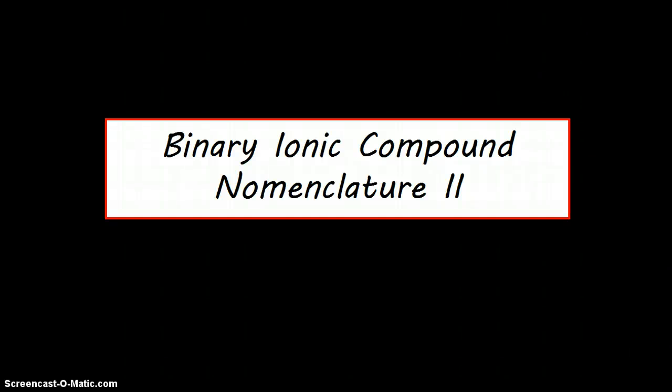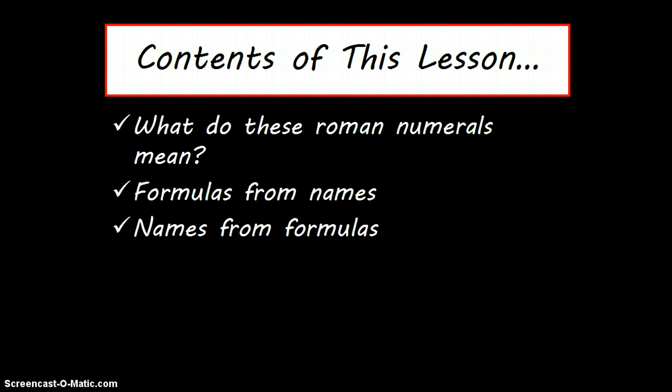Today's lesson is a continuation of the topic binary ionic compound nomenclature. In today's lesson, it will be very much like ionic compound nomenclature type 1, except the metal, or the cation, will have more than one possible charge value to it, and therefore will need to be named slightly differently. In today's lesson, you're going to see what these little Roman numerals are going to mean.